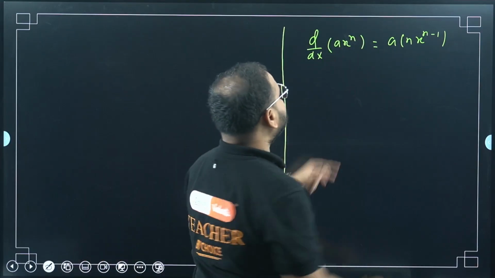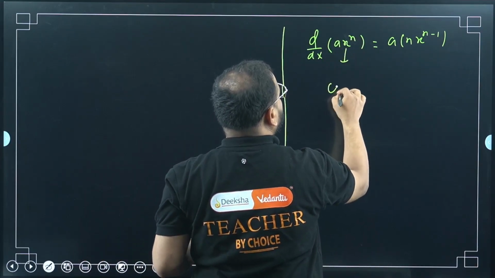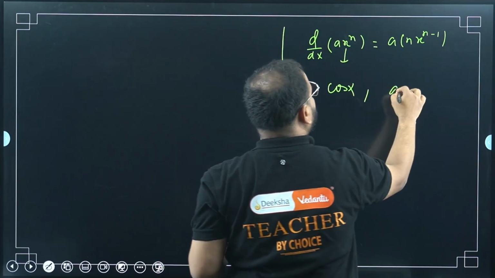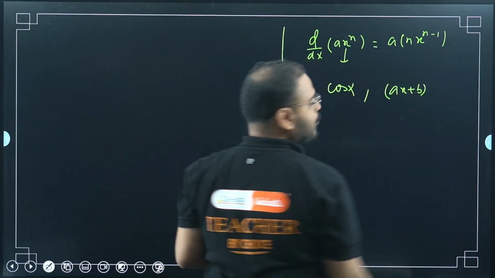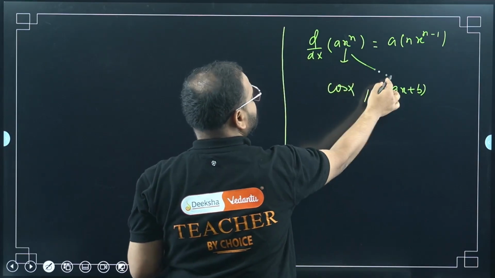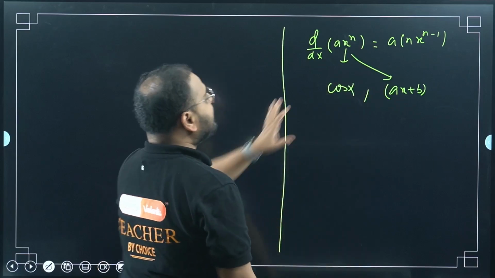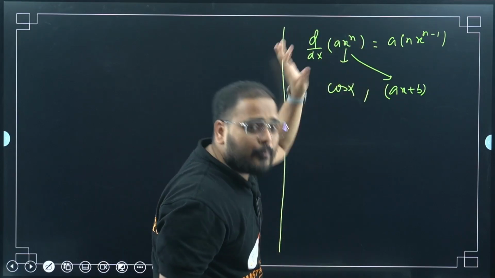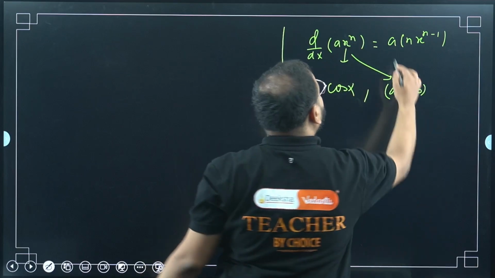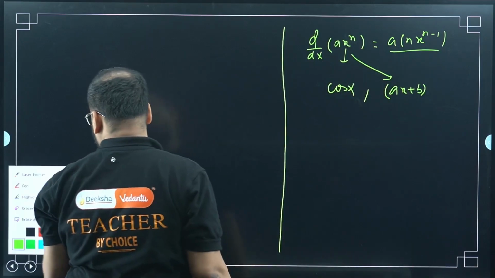This x can be written like this also. This x can be cos, or another polynomial ax plus b. Anything is okay. But if it is in the polynomial form, then we use this simple formula. I hope this is clear.